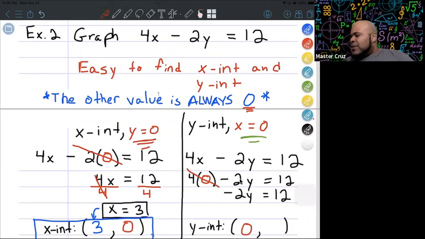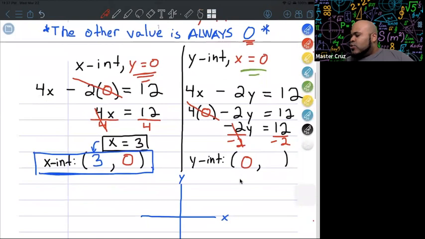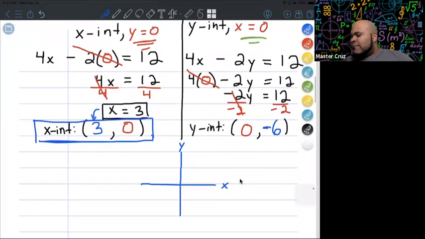So the last step here will be to divide both sides by -2, so we can get y by itself. And if you divide both sides by -2, 12 divided by -2 is -6. So this is going to be -6, and that's going to be my y-intercept. My y-intercept is -6. So now I can go to my graph and plot this point very easily.